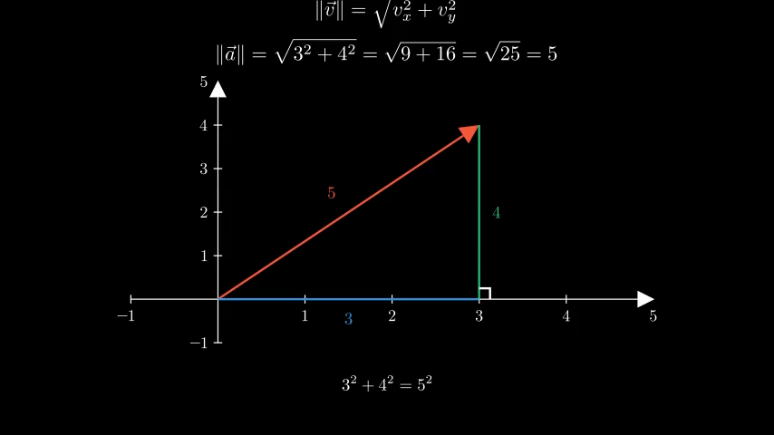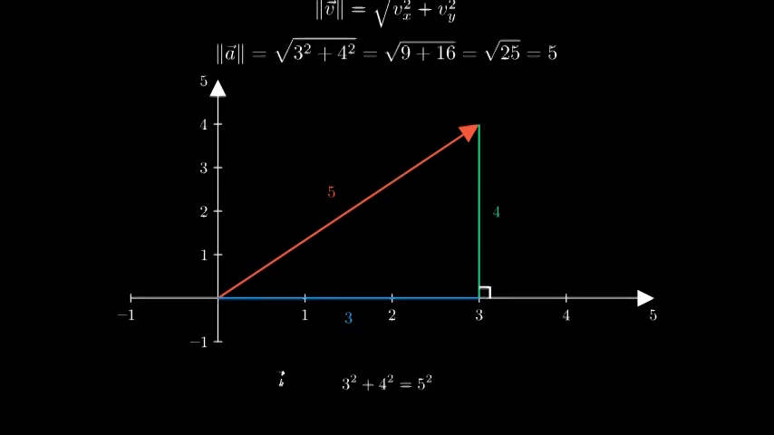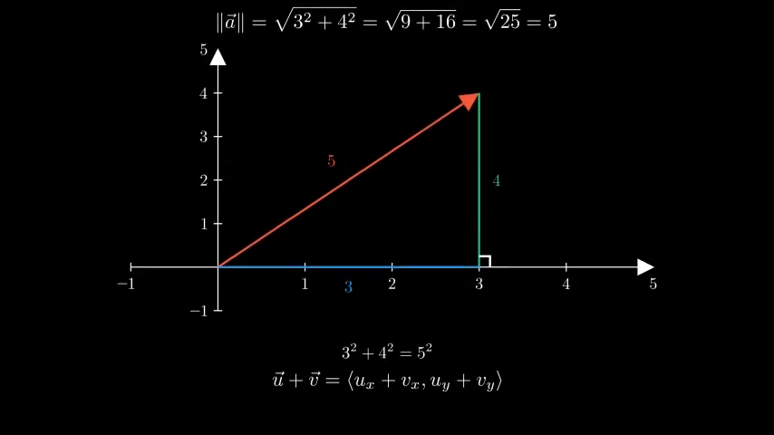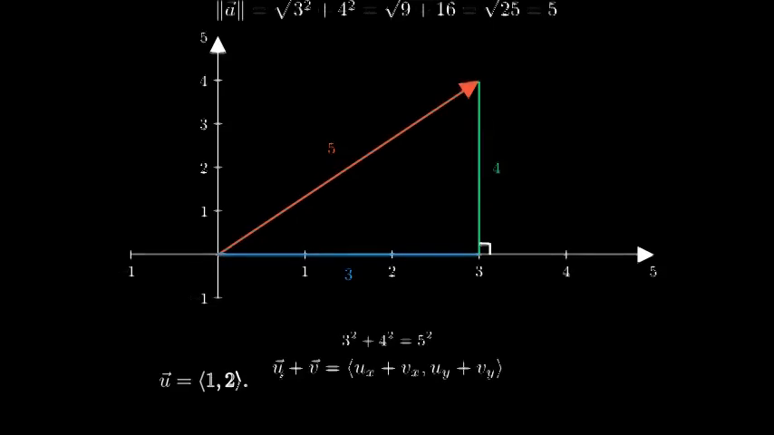Let's move on to vector addition. When you add two vectors, you add their corresponding components. For vectors u equals ⟨u_x, u_y⟩ and v equals ⟨v_x, v_y⟩, their sum is u plus v equals ⟨u_x plus v_x, u_y plus v_y⟩. Let's look at an example.